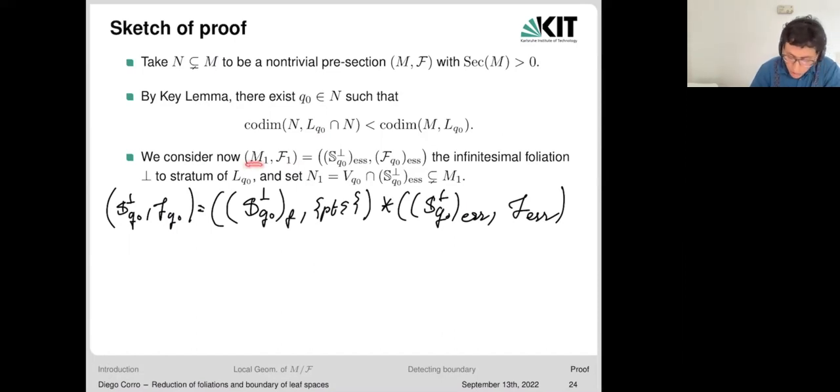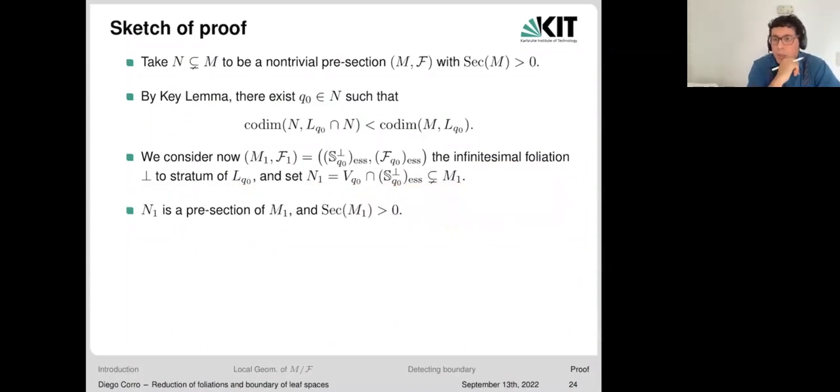So here now we take as M1 and F1 this second term, the infinitesimal foliation perpendicular to the stratum containing LQ0, and we set N1 to be the presection of the infinitesimal foliation and just take the directions pointing in this sphere. And this is a proper subset of M1. So then one can prove that actually this N1 is again a presection of M1. And the proof is basically looking at the proof that this object is a presection of the infinitesimal foliation and realizing that using the same arguments, you get that N1 is a presection of M1.